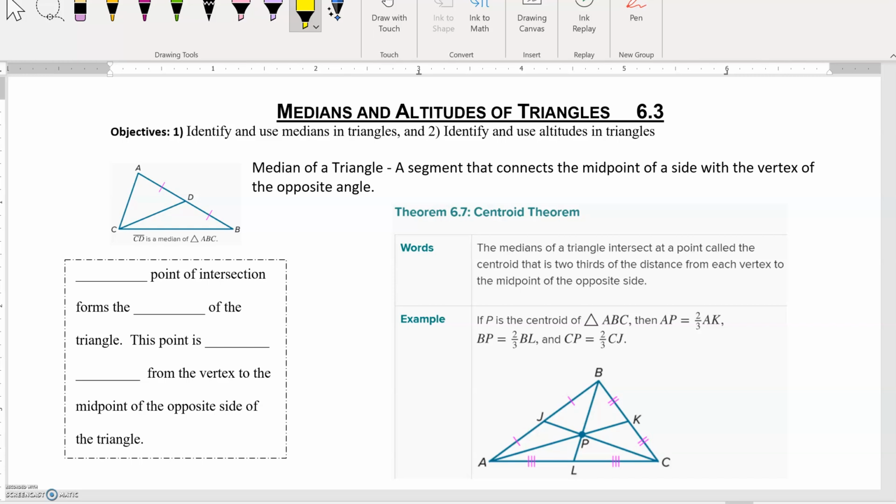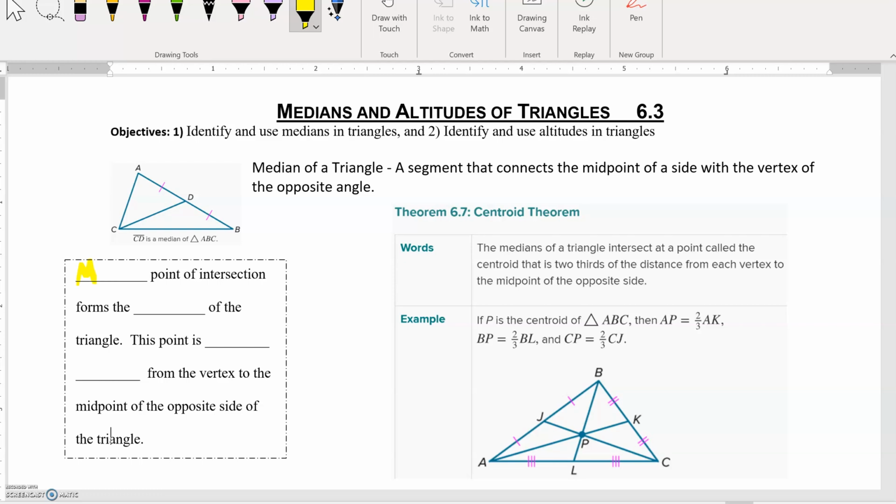All right, medians and altitudes in triangles. We've already talked about 2 points of intersection that we have, and now we're going to talk about 2 more. What is the median of a triangle? The median of a triangle is a segment that connects the midpoint of a side with the vertex of the opposite side. And when all the medians concur, they concur at a point that is called the centroid.